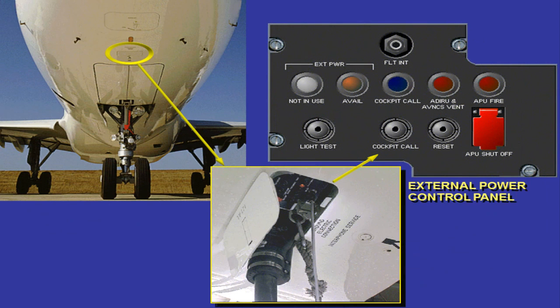The Ground Power Control Panel, GPCP, and the external power receptacle are located in front of the nose landing gear. On this panel, 2 lights indicate the ground power unit availability, avail light, and connection to the aircraft network, not in use light. The ground power unit should provide 400 Hz 3-phase 115 volts AC rated at 90 kVA minimum.